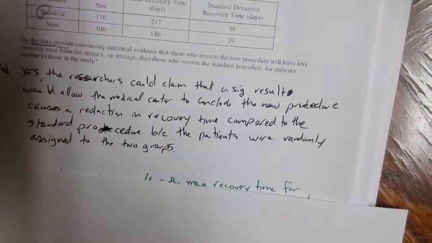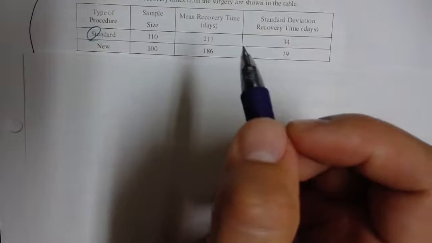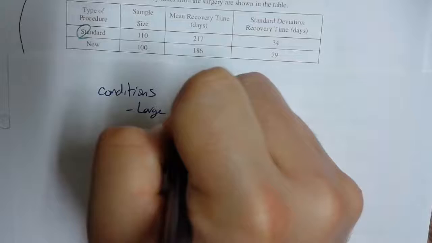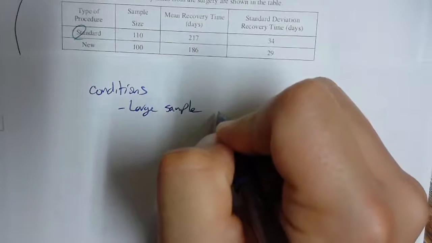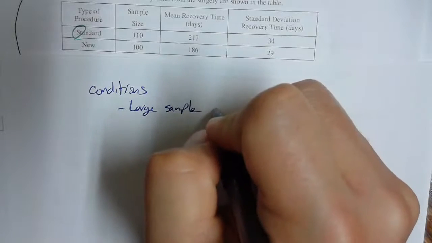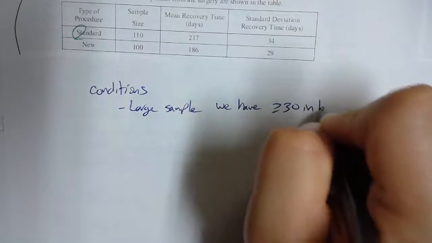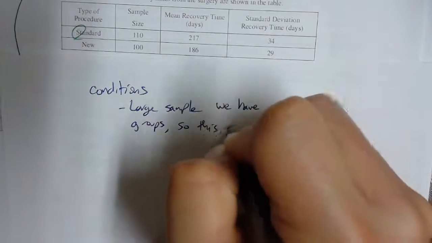So the first, it doesn't matter what order, there's two conditions we basically need to make sure of here. The conditions, we got to make sure that it was a large enough sample. In this case, that is met. We have to make sure that each sample group is bigger than 30. In this case, that's true. So we have greater than or equal to 30 in both groups. So this distribution will be approximately normal.